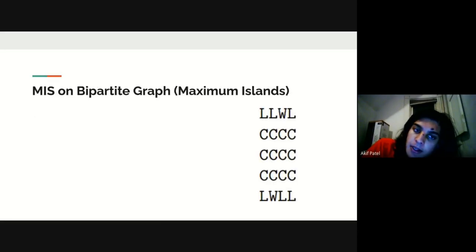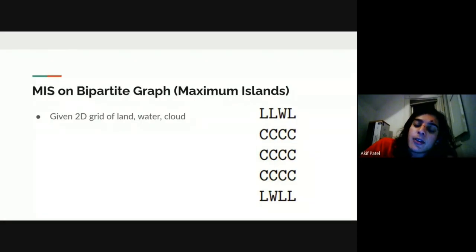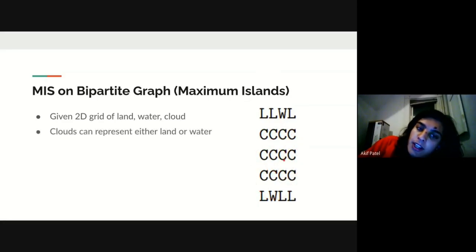Okay, next problem. It's called maximum islands. You have a 2D grid of land, water, and cloud. Think of it like you're taking an aerial shot of the Earth, and the clouds are the places you're blocked off from. You can see that this is for sure land here, it's for sure water here, and you just see clouds here. You don't know what's actually underneath. So clouds can represent either land or water because you don't know what's there.